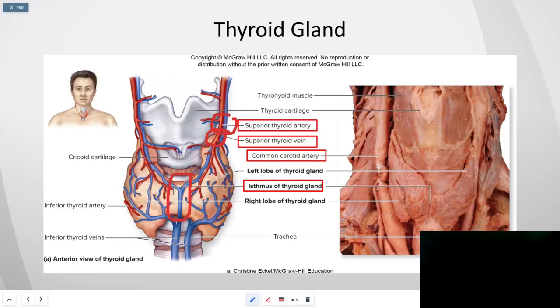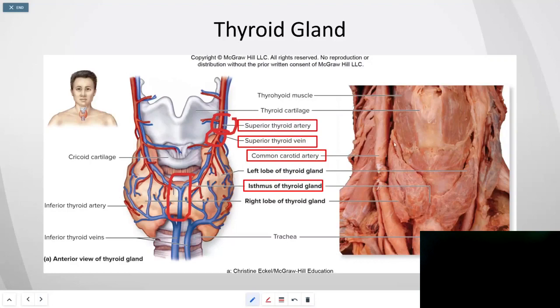Usually nodules don't arise over here. Nodules most of the time arise on the lateral side because more blood flow is available. And they're also more prominent. So you can see it wraps around the lateral sides. And on the posterior side, you have then the parathyroid.